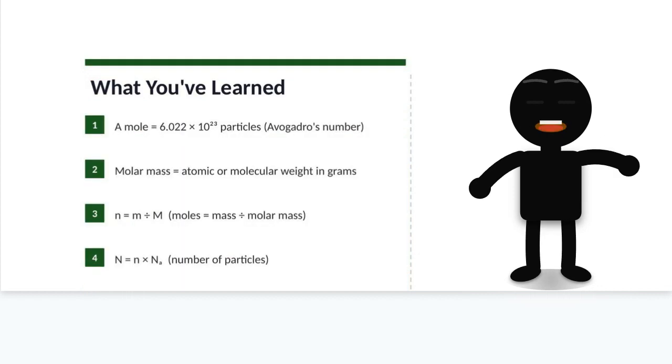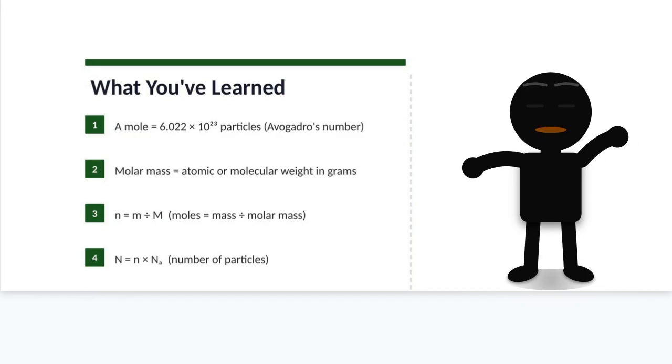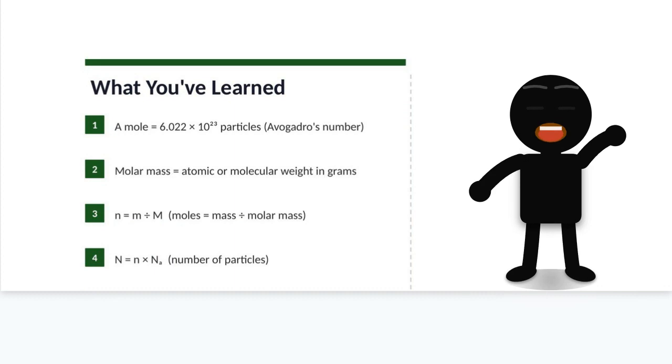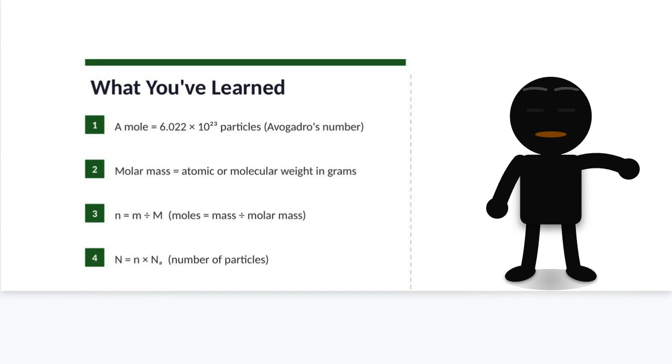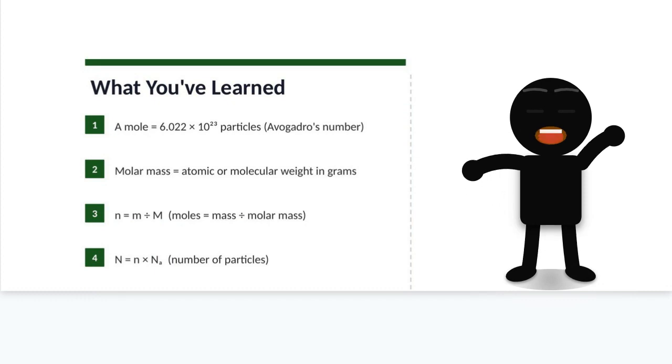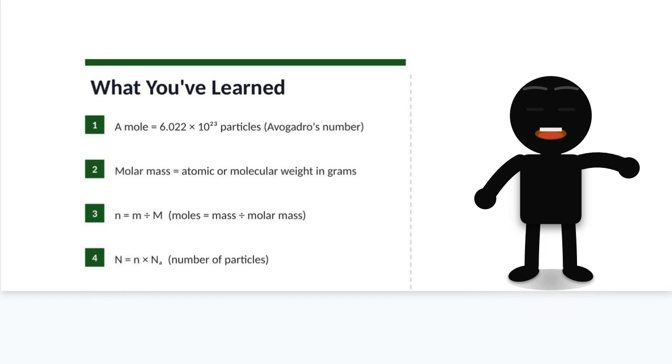Excellent work! Let us review what you covered in this lesson. 1 mole always equals 6.022 times 10 to the 23 particles, and this number is called Avogadro's number. The molar mass of any substance is its molecular weight expressed in grams per mole. To find moles, divide the mass by the molar mass. To find the number of particles, multiply moles by Avogadro's number. And for gases at standard temperature and pressure, 1 mole always occupies 22.4 liters.